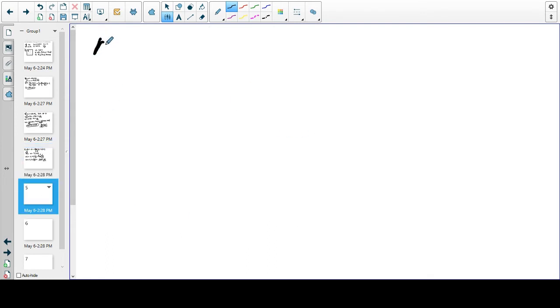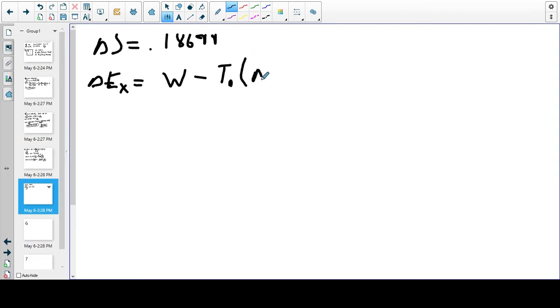So delta S, before I forget, is 0.18699. And so let me write this whole equation out. Delta EX is equal to work minus T naught delta S, and this is times the mass as well, but we also have to divide by, I think, the molecular weight, but let me make sure of that before I once again give bad information.